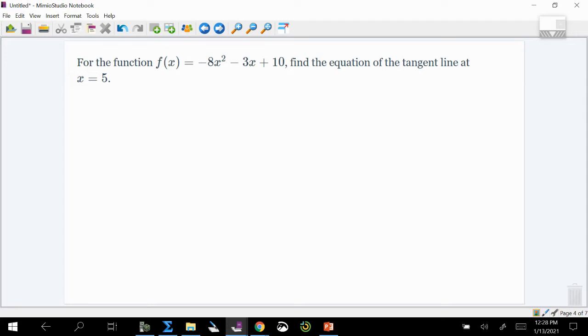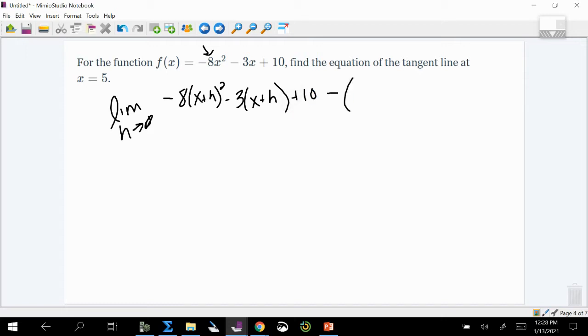So we're going to write our limit as h goes to 0. And then you're going to put the f of x plus h into the function. So it's going to be negative 8 times (x plus h) squared minus 3 times (x plus h) plus 10, minus the original function. So that's minus the f of x. So negative 8x squared minus 3x plus 10, all over h. So I'm going to spend most of my time just with the numerator. It's always going to be over h.